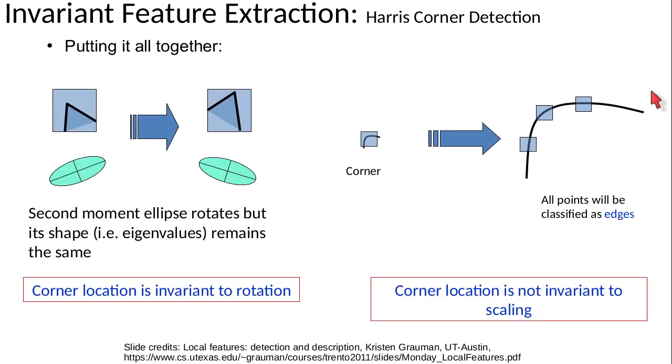Whereas if you scale an image, the gradients along the edges will all change. This particular point may be detected as a corner, but if you scale it, the same point would appear as an edge. In effect, the Harris corner detection algorithm is invariant to rotation, but it varies if you scale the image.